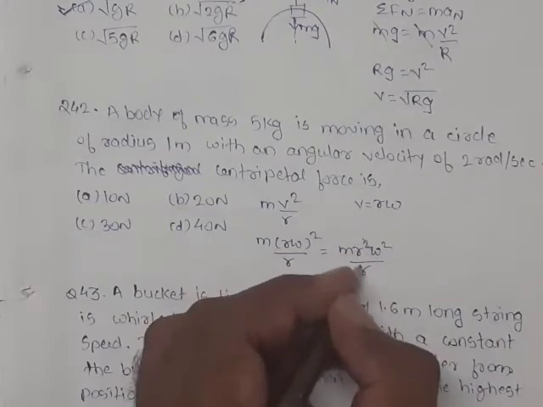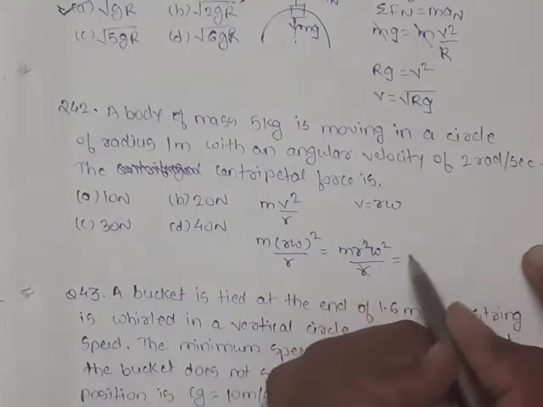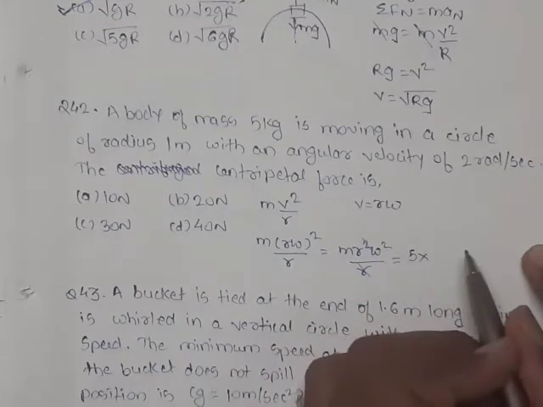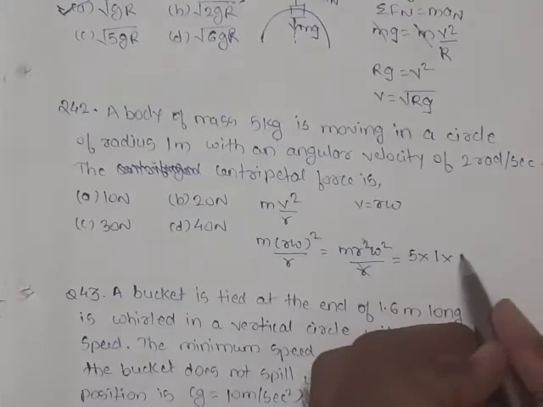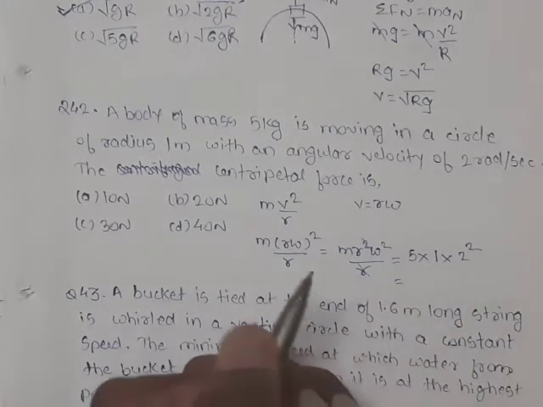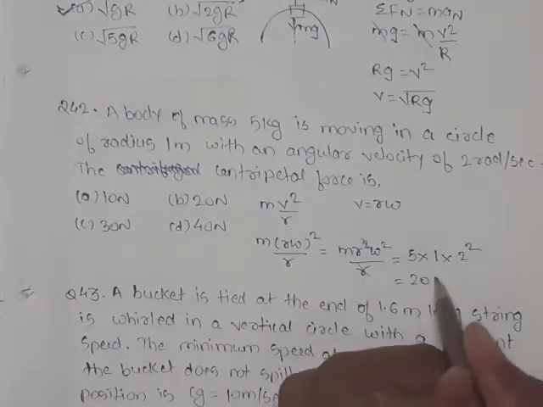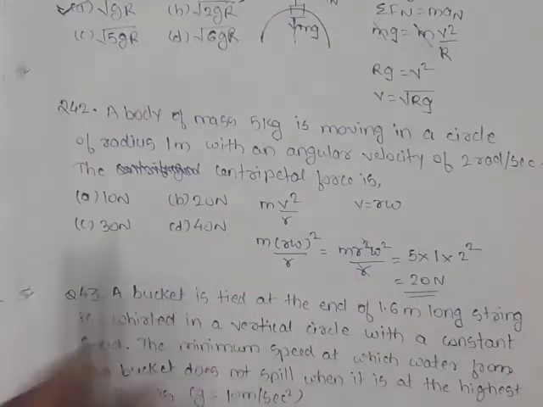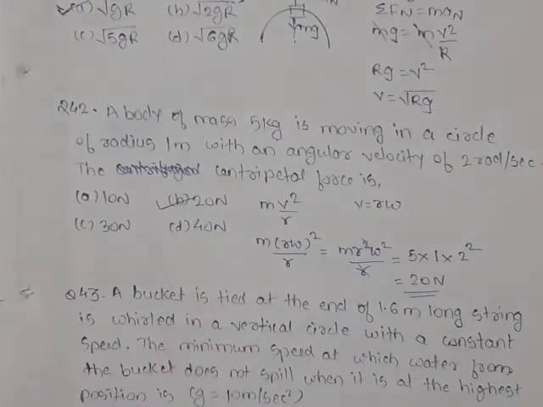So this r gets cancelled. Finally, we will put all the values. Value of mass is 5, into r is 1 meter, into angular velocity 2 radian per second, so 2 square. So here this value comes to be 20 Newton. So here centripetal force is 20 Newton. Out of the four options, option B is correct, 20 Newton.